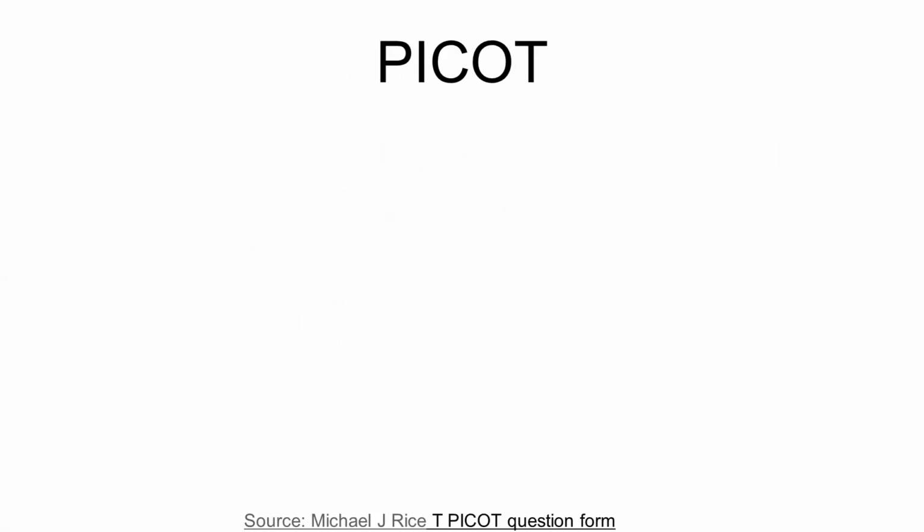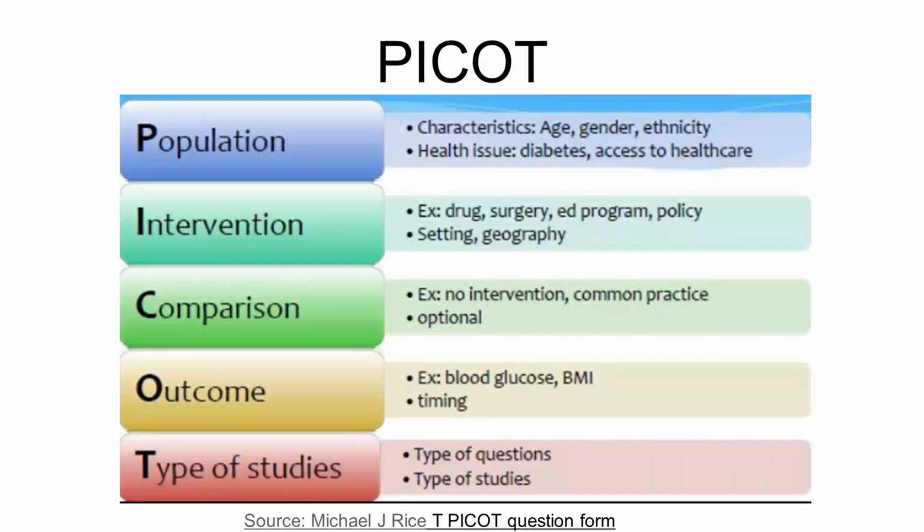Now I would suggest you to use PICOT, because when we started with our research question, we started with PICO. So PICOT will help you to formulate your final research title. How will it help you? Let us just go back and recapitulate what PICOT stands for. P is usually the population or the problem which we are studying. It can be characteristics, age, gender, ethnicity, health issues. Intervention is, for example, the drugs or the setting or the geographic which we are trying to look for.